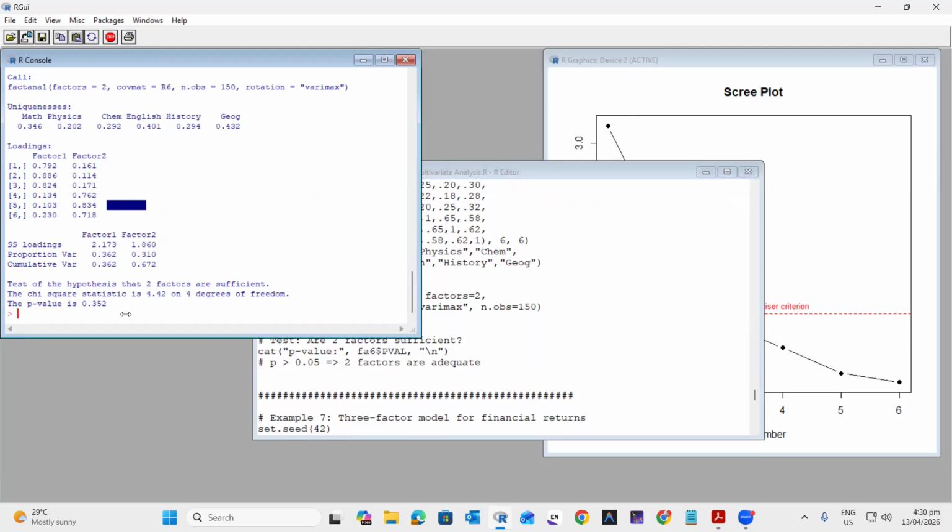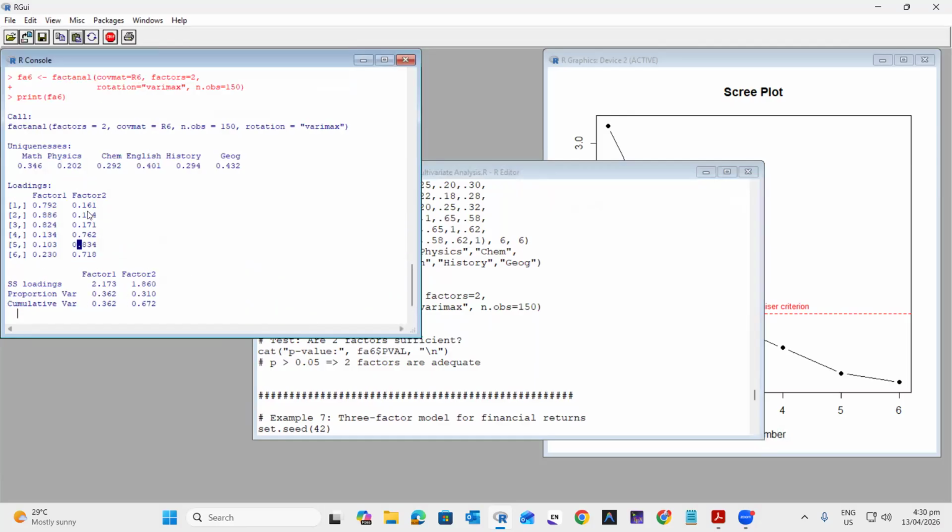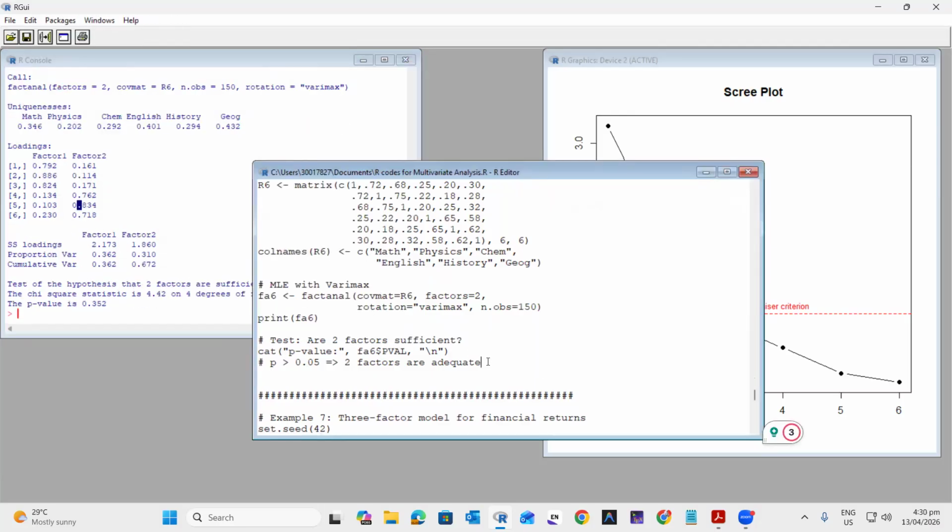After that, we have the chi-square test. The chi-square test statistic is 4.42 with 4 degrees of freedom. This is important because the p-value is greater than 0.05, so we do not reject the null hypothesis that two factors are sufficient. So unlike example 3, this model is considered an adequate fit. This was for example 6, so this is your result.